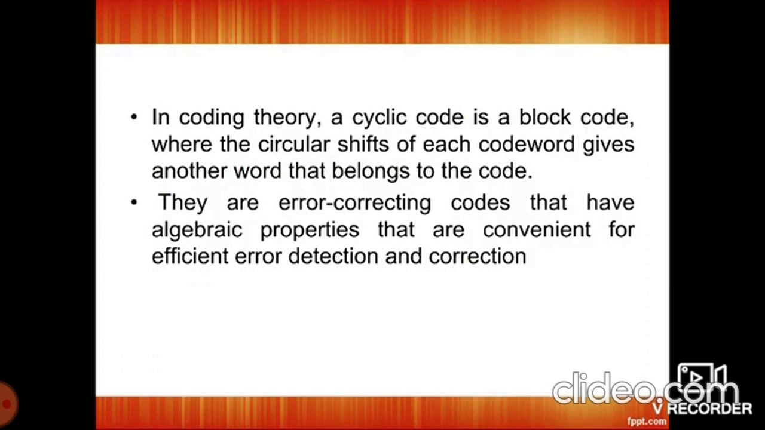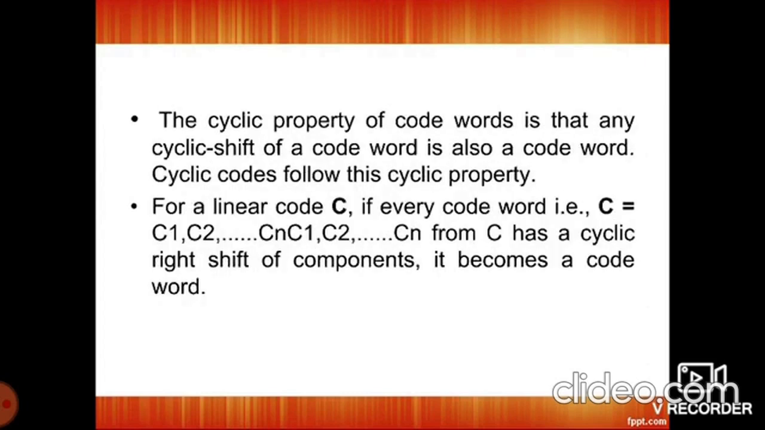Another property of this code is that these are error correcting codes that have algebraic properties that are convenient for efficient error detection and correction. Cyclic codes are basically a subclass of linear block codes. Cyclic codes can be in a systematic or non-systematic form. If it is represented as message bits followed by check bits, then that is called a systematic code, and if the message bits and check bits are mixed, then that is called a non-systematic code.